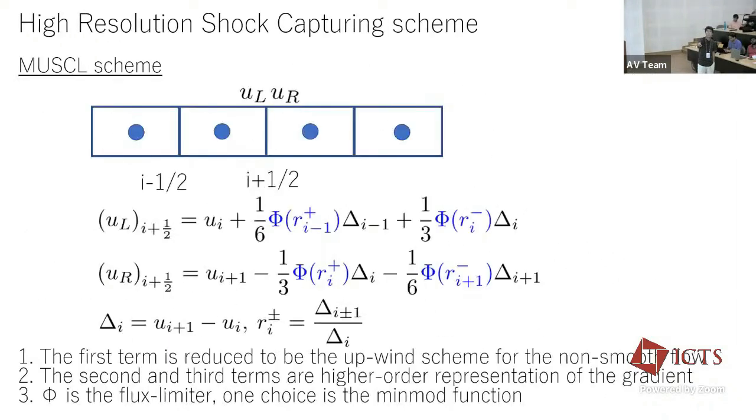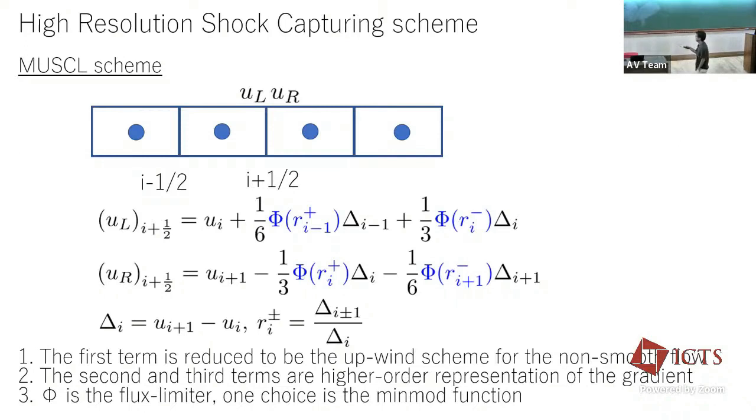Then you can prove that this expression reduces to u_{i+1}, which corresponds to the first order upwind scheme. The meaning of this is that the left state at i plus 1 over 2 is just copied from i, and the right state at i plus 1 over 2 is just from i plus 1, at the discontinuity in the shock case.